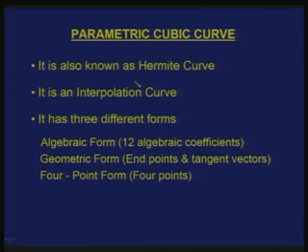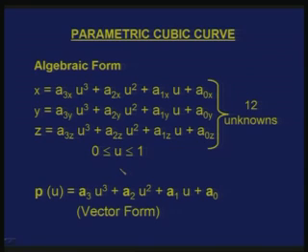Parametric cubic curve is also known as a Hermite curve. It is an interpolation curve which I have already said. There are three different ways a parametric cubic curve can be represented. One is I can have an algebraic form, second is a geometric form, and then there is a 4-point form. Now, in order to know what are these forms, we will move ahead and look at these forms one by one. First is an algebraic form.